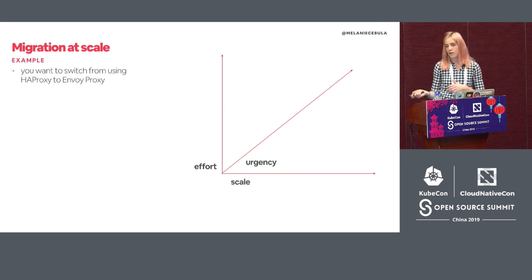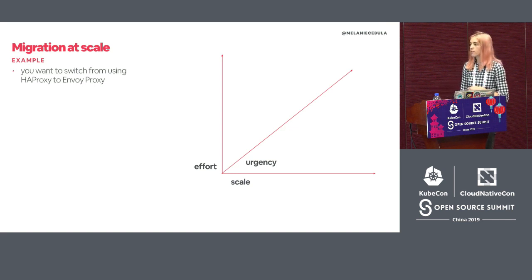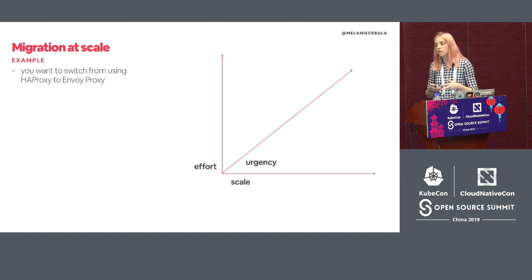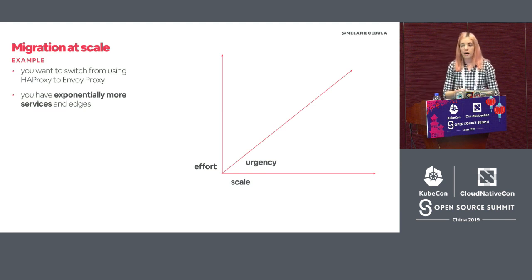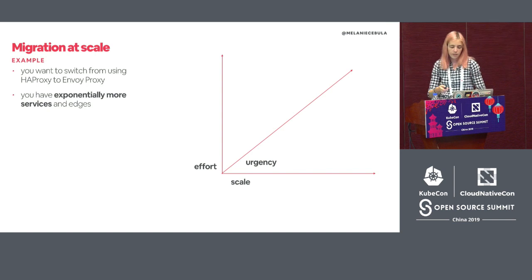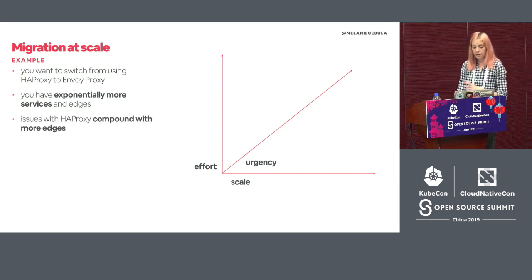For example, here's one other migration we've been working on, which is that we want to switch our proxy from HAProxy to Envoy proxy. This works for any proxy change you have to do, anything to do with service discovery. You have way more services, and all of those services talk to each other, so you have this very complex graph of services, with all these edges talking to each other. You're replacing your proxy because you're having problems with your previous proxy. But as long as you haven't migrated to the new proxy, whatever problems you have are exponentially getting worse as more and more services and more edges are added. So it's compounding with the number of edges.